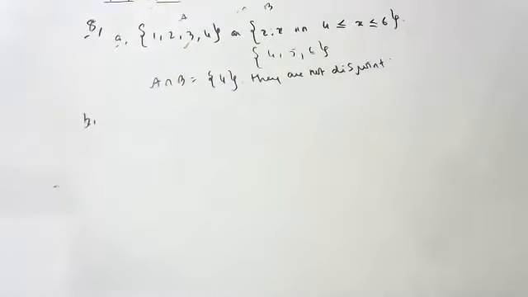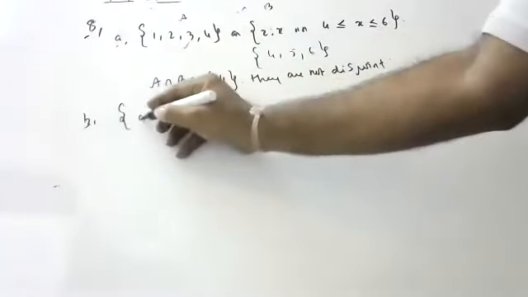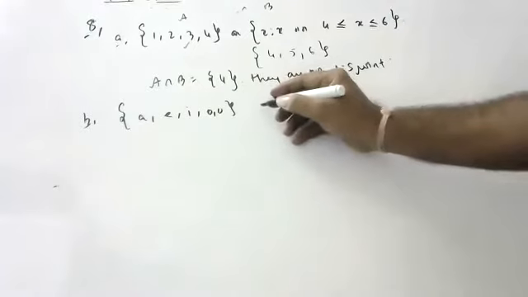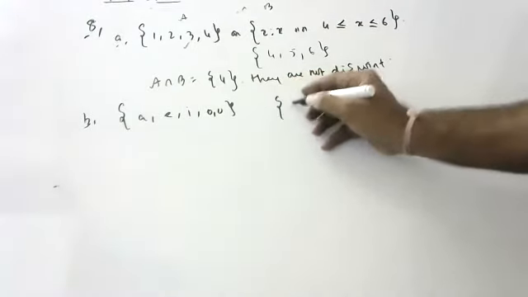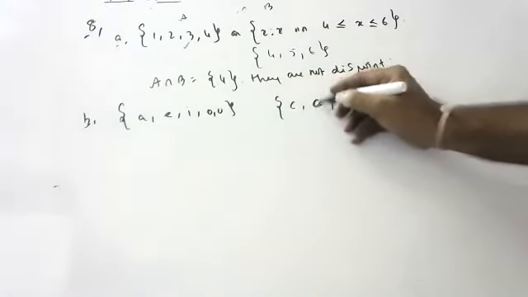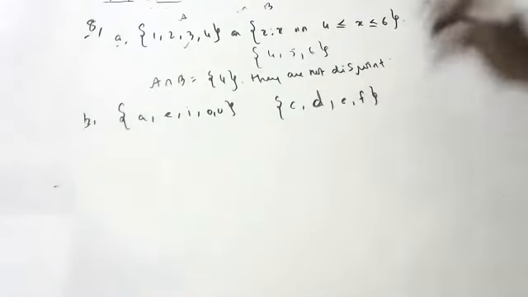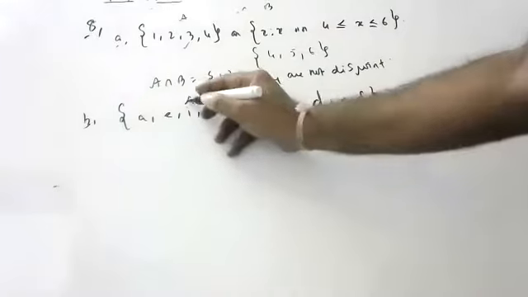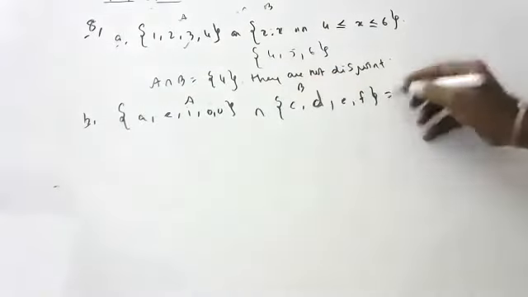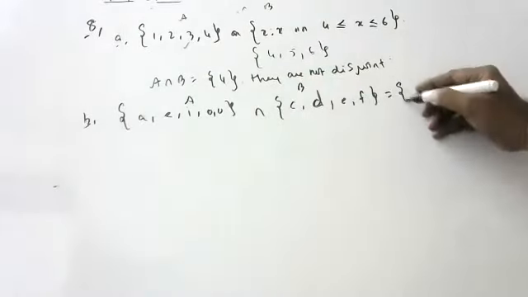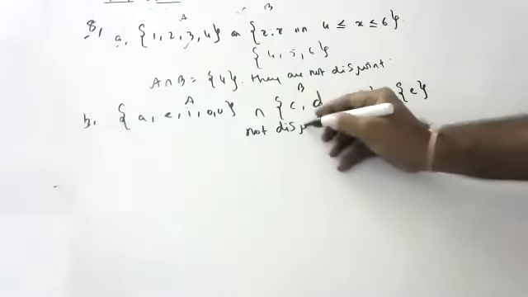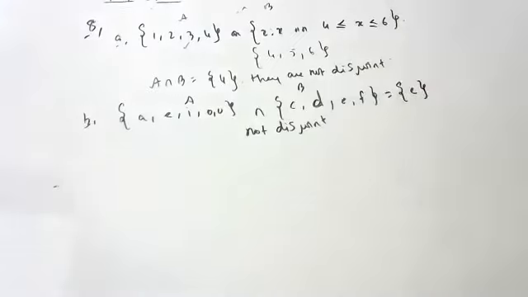We need to understand, it's one more sum, children. One set is given as {a, e, i, o, u}. The other set is {c, d, e, f}. Perform the intersection. Do we have any common element? Yes, e. So they are not disjoint. At least one common element means they are not disjoint.